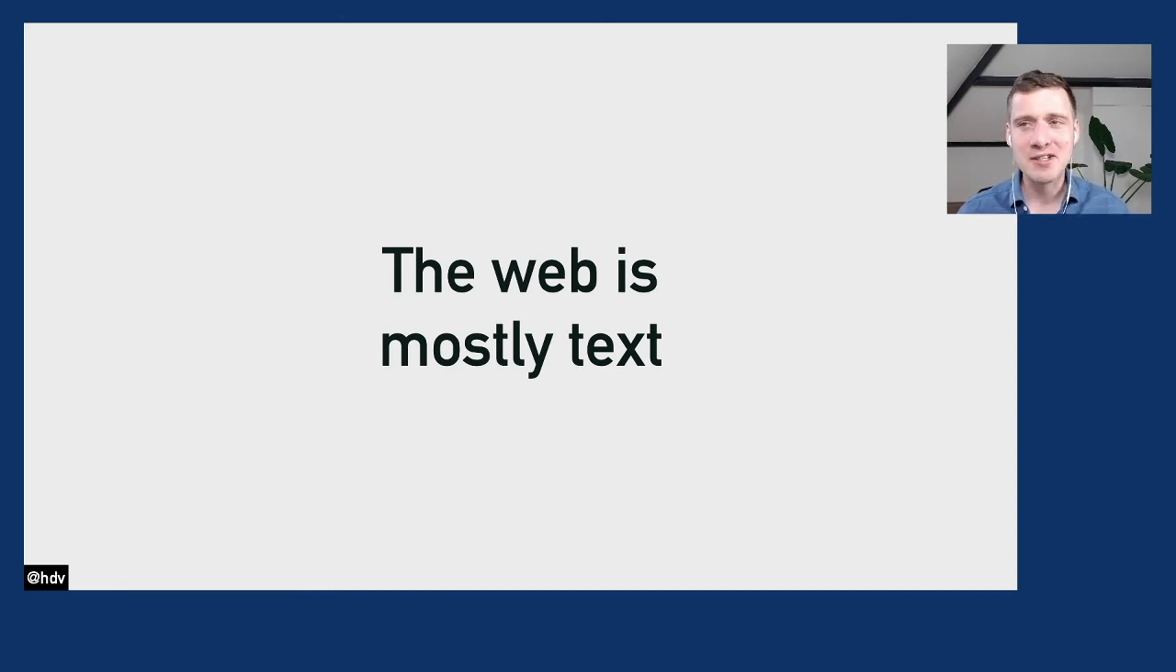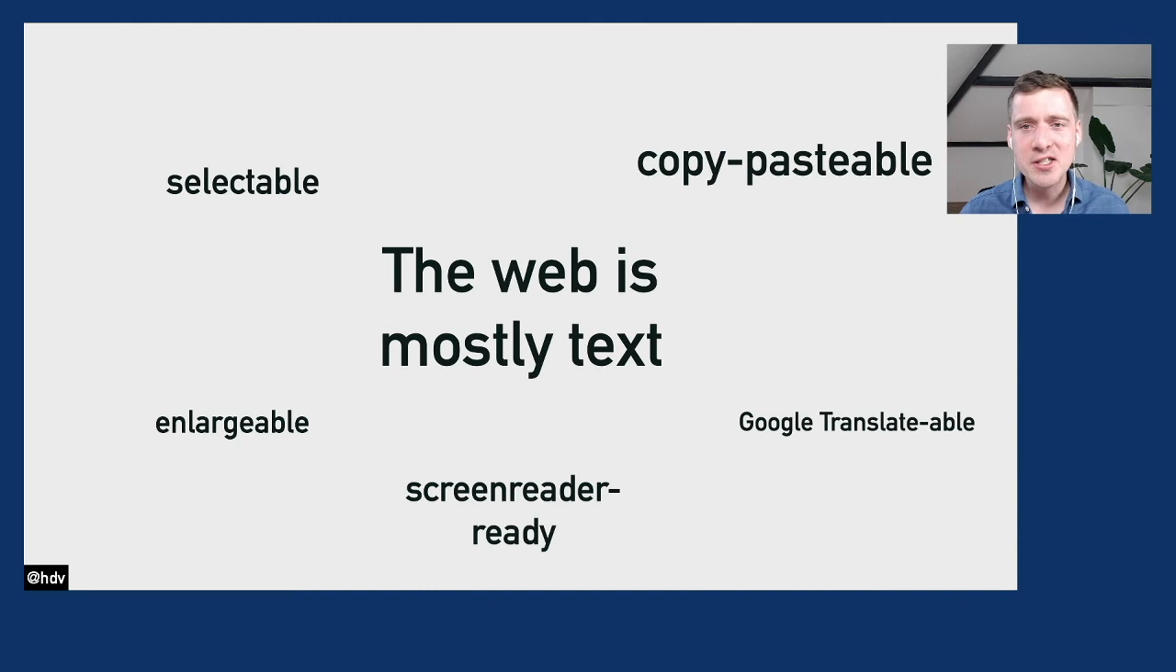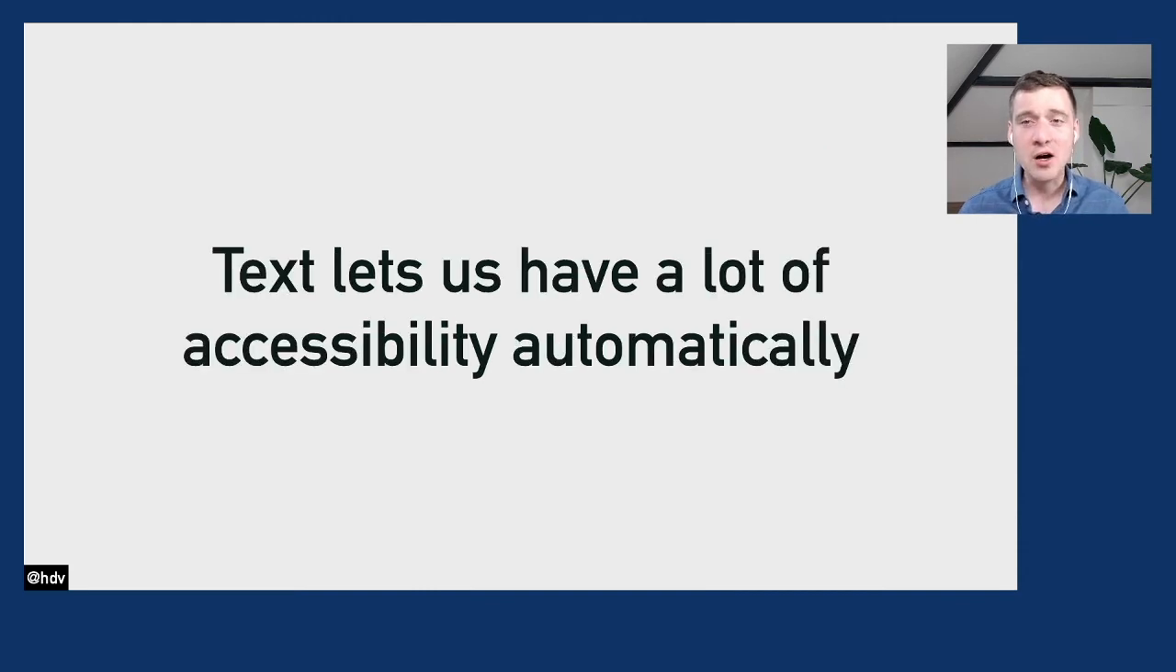The web is mostly text, so that makes it really good for web accessibility, because you can select text, you can copy paste text, you can make it larger. It works for screen readers, it is Google translatable. All of those things are making sure that the web lets us have a lot of accessibility automatically. Because we specify it in text, all this software can then automatically do useful stuff for users. So that is really good. This is why it's so important that we use text everywhere.